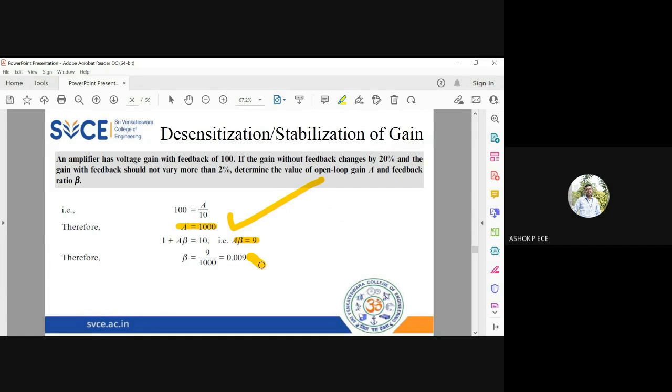Sometimes we have the habit of expressing beta in terms of percentage. So you have to multiply by 100%, and you can write beta in terms of percentage. So here, if you write beta in terms of percentage, beta is going to be 0.9 percent. So what you get is 0.009 in terms of a number. When you multiply by 100, it becomes 0.9 percent. So the feedback factor is 0.9 percent.